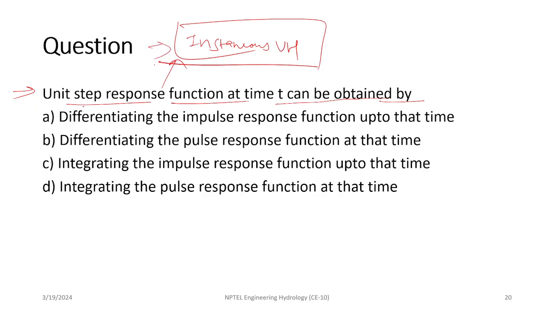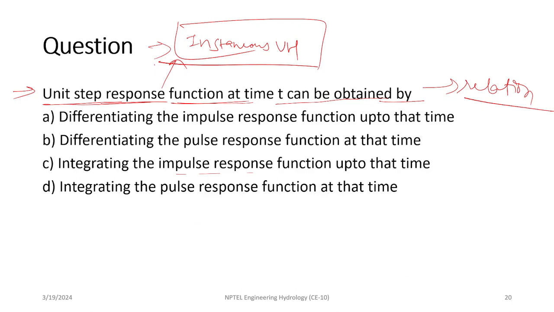So I guess you may have studied in your lectures how we can represent the unit step response function. This question is all about a relation. It is asking about a relation in terms of differentiation or integral, and with what? These are the response functions you may be seeing: impulse response function and pulse response function. So with pulse and impulse there should be some relation with the unit step response function. Any idea on this?